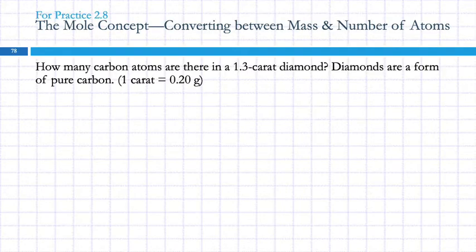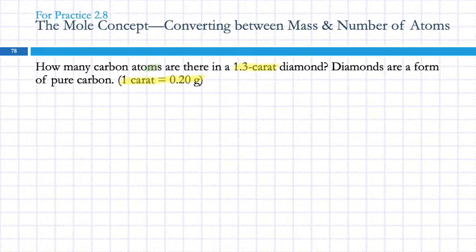How many carbon atoms are there in a 1.3 carat diamond? Diamonds are a form of pure carbon. 1 carat is 0.20 grams. So what do they give us? And they give us the 1.3 carats. Oh, that's the wrong yellow. And what else do they tell us? Yeah, a carat is 0.2 grams, because we don't expect you to remember that. And what do we want to find?